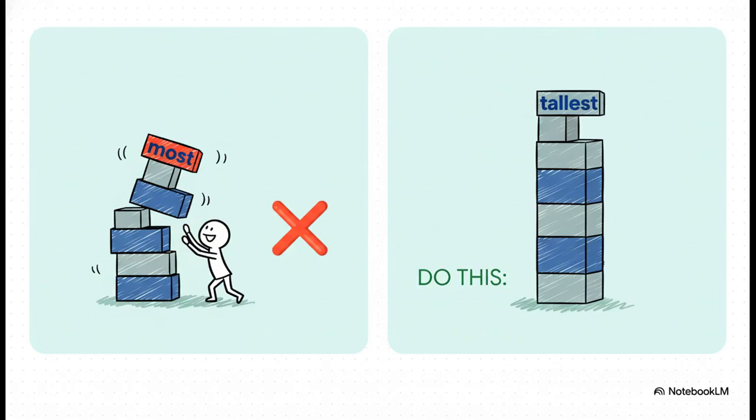And it's the exact same deal with superlatives. You'd never say, she is the most tallest. Nope. You just say, she is the tallest. Remember the rule. You have to pick one. It's either the ending or the word most, but never, ever both.